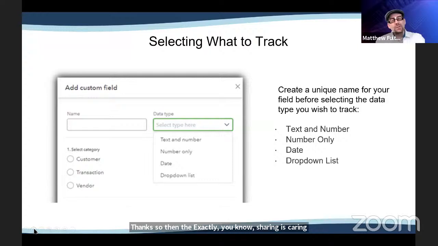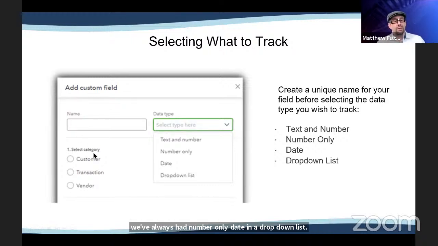Now, I'm showing the slides here, but then we're going to dive in pretty quickly to show you specifically how to do this stuff, because I like to show in product as well. When you're creating your custom field, the first thing it's going to ask you is to name it. It's got to be a unique name. And then you're going to choose your type: text or number, which is the basic one we've always had, number only, date, and a drop-down list.